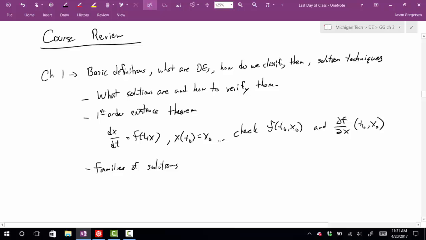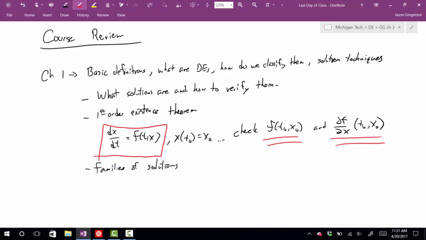We talked about existence theorems. So if you have a differential equation that looks like this, I want to know everywhere there exists a unique solution. I have to check that right-hand side, find out where those things are well-defined and continuous, and also the partial of f with respect to the dependent variable. Those are the two things I had to check.